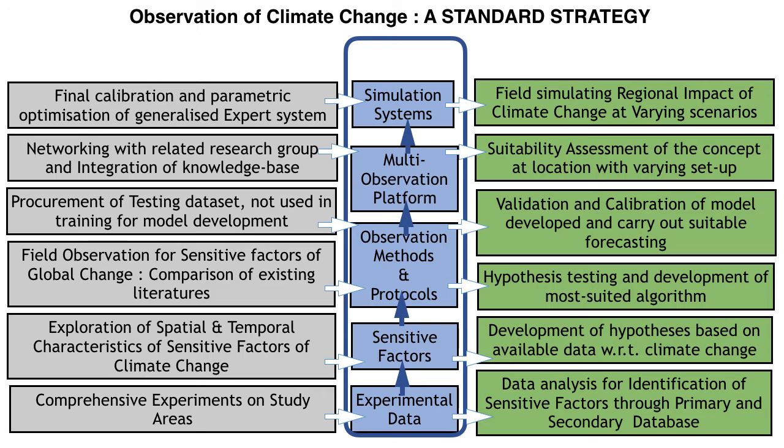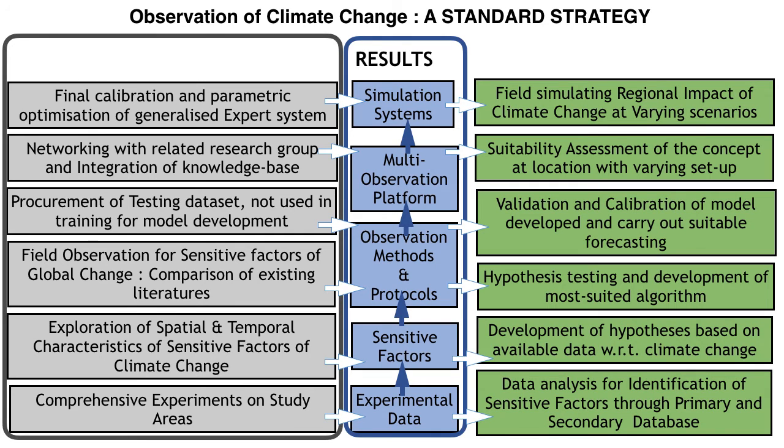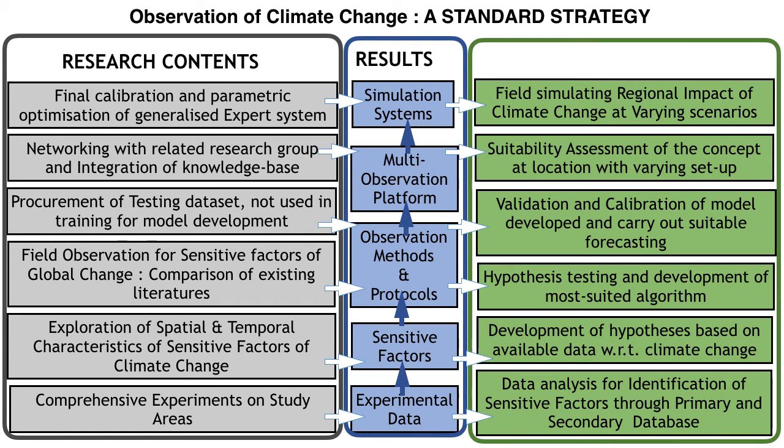So the central part we identified is covered under results, and the previous left part comes under the research contents, and finally the right part comes under the scientific objectives. So for these objectives, you focus on the similar results you're finding, and then the research contents are defined accordingly. So this is one of the standard strategies used by many of these climate researchers.